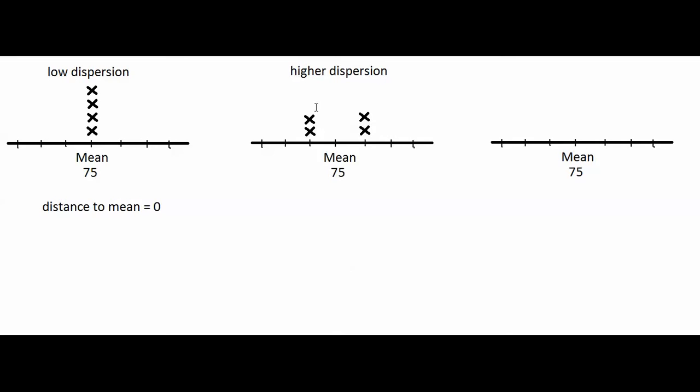In this data set, each person is 1 away from the mean, because this person who got a 74 is 1 away from the mean. This person who got a 74 is also 1 away from the mean. This person who got a 76 is 1 away from the mean. And this person who got a 76 is also 1 away from the mean. So the distance to the mean in this data set is 1, because every value is 1 away from the mean.